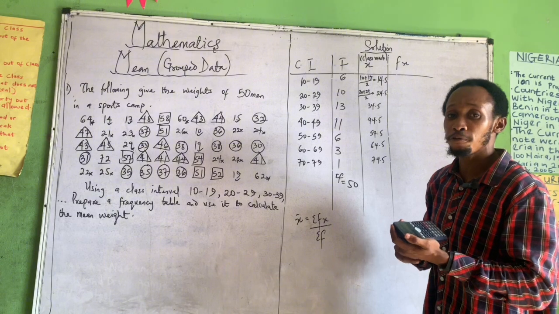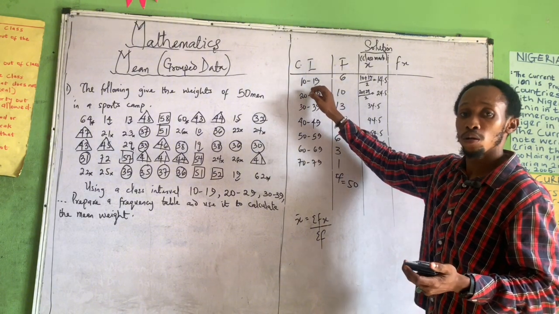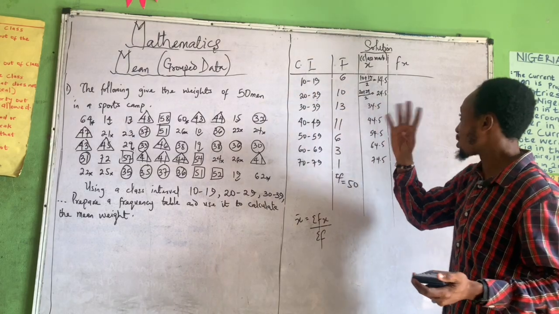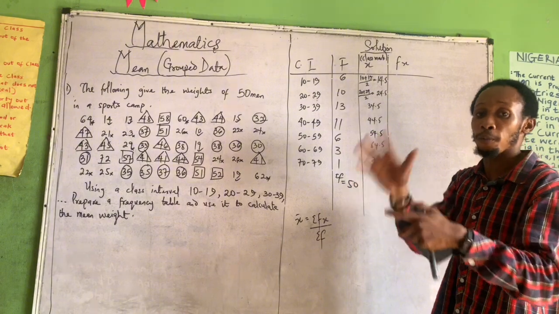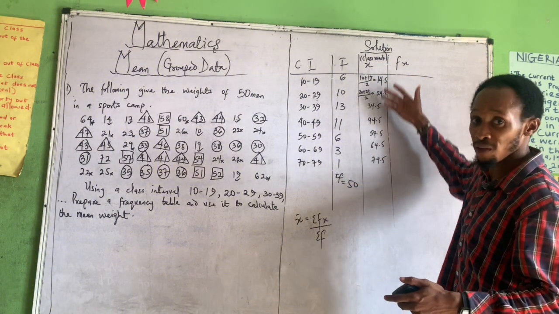Assuming it is 5 that is between them, let's say 0 to 4, then 5 to 9, 10 to 14, and so on. The interval is 5 because 0 is inclusive: 0, 1, 2, 3, 4. So it means that here will be 19.5 next. After 19.5, you have 24.5 and so on.